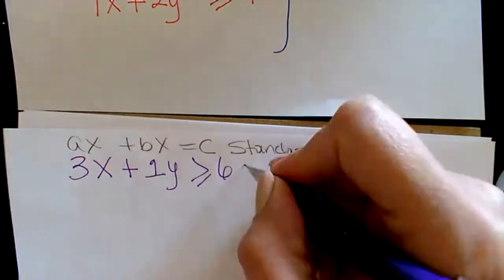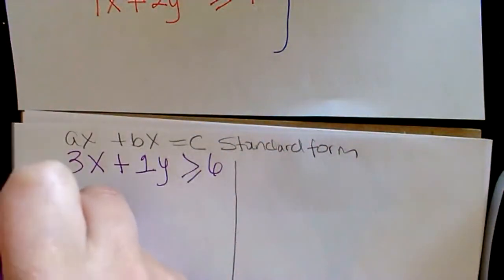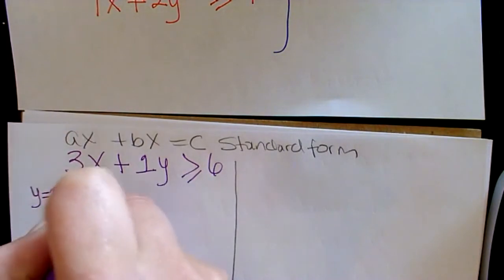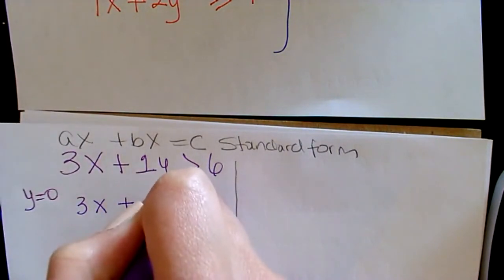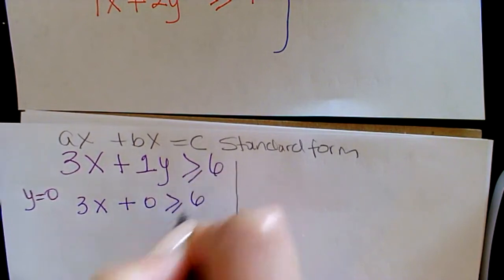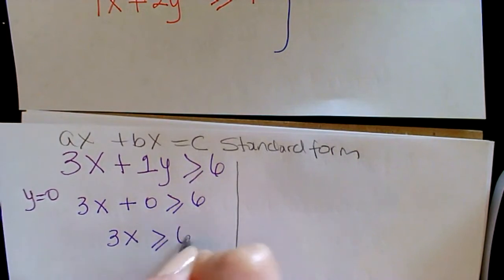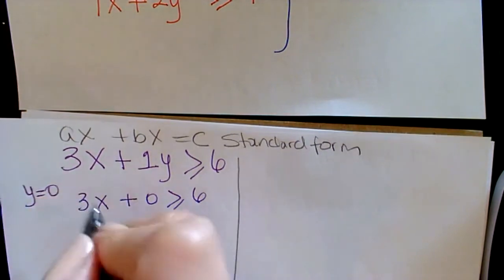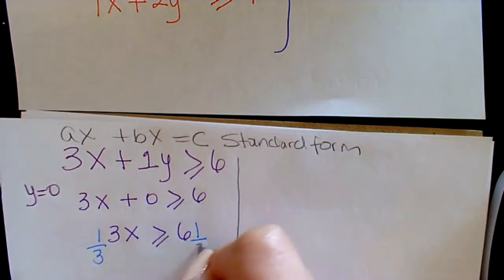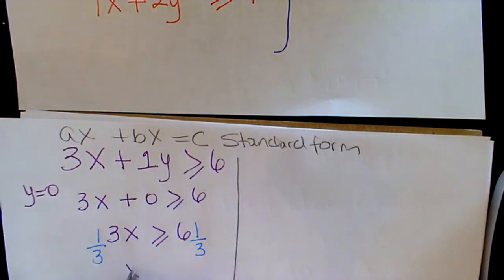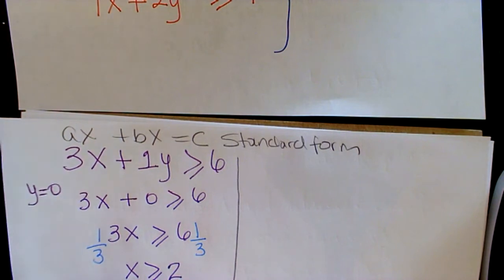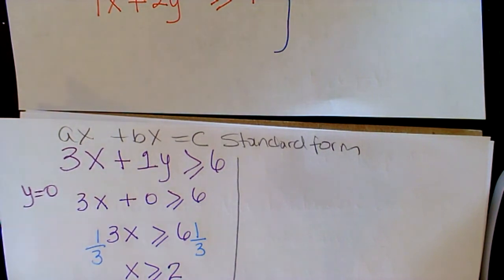So first, we're going to do it when y is equal to 0. 3x plus, what is this? This is 0. So this is going to be 3x greater or equal to 6. Now I'm going to make a 1, so x is going to be equal to 6 divided by 3, which is 2. So the first coordinate that I have here is 2, comma 0.